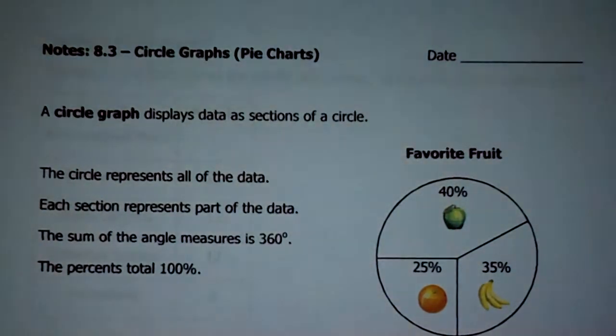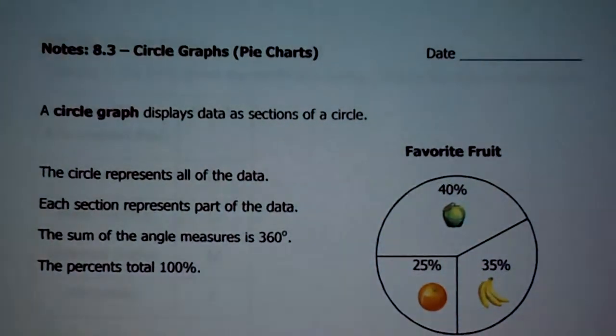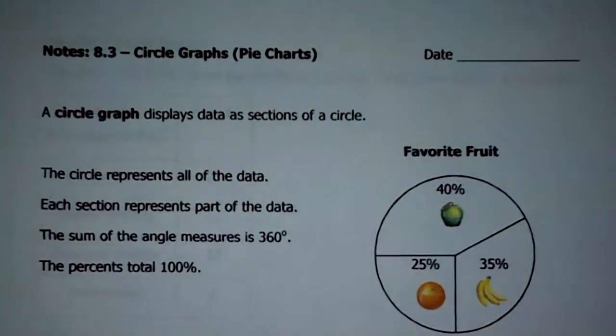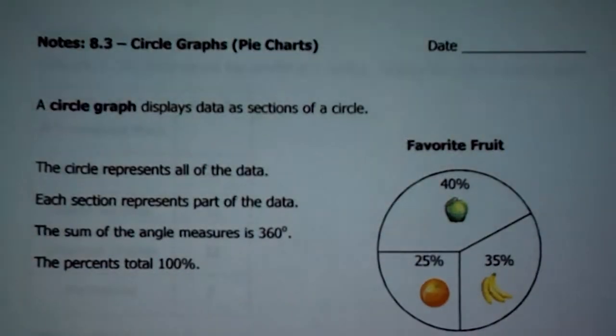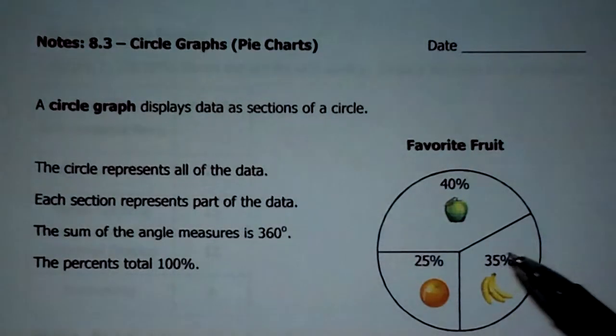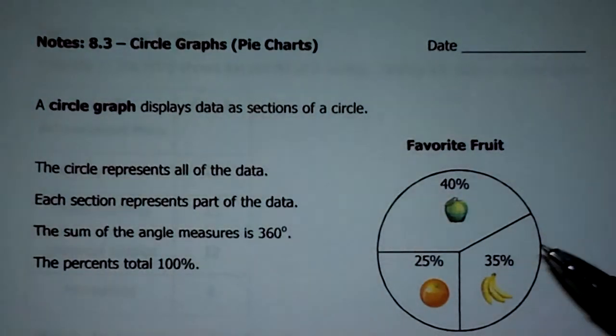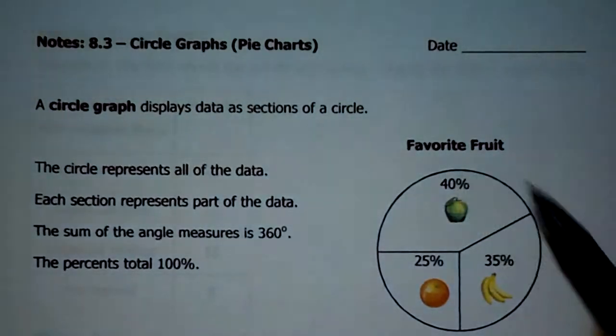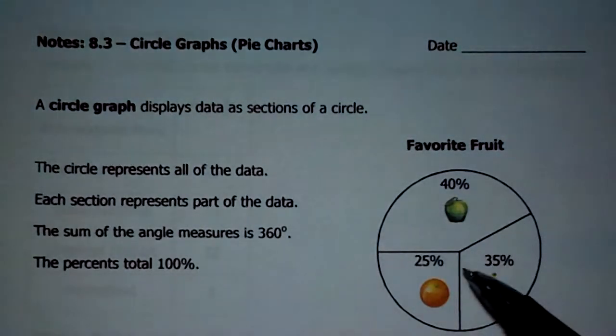So what is a circle graph? Well, it's a kind of graph that displays data as sections of a circle. Usually it's out of a percentage. It doesn't have to be. But basically, it's a circle that's a graph. The entire circle represents all of the data, and each section represents part of the data. We know that the highest you can have is 100%, right? So if you have this full circle filled up, it represents 100%.